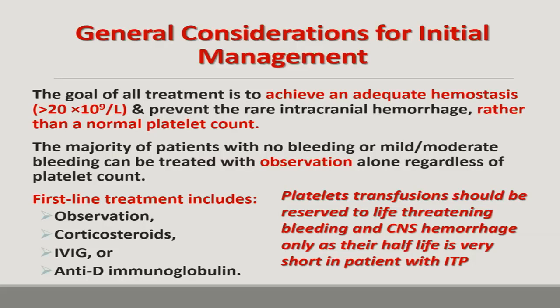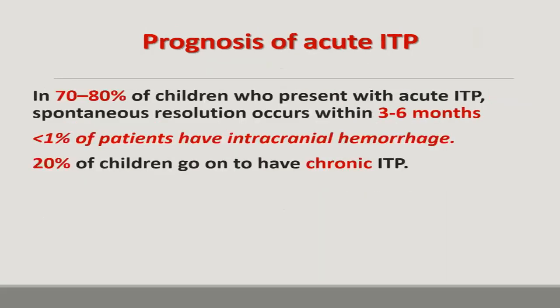You can see this sentence is very important and should be kept in mind: a platelet transfusion should be reserved only for life-threatening bleeding and CNS hemorrhage, because their half-life is very short in patients with ITP, as well as they stimulate the production of more antibody to destroy them. So avoid giving a platelet transfusion in any patient with immune thrombocytopenia.